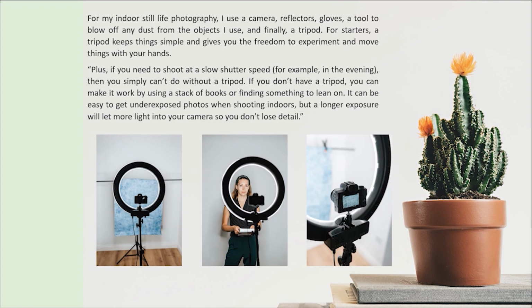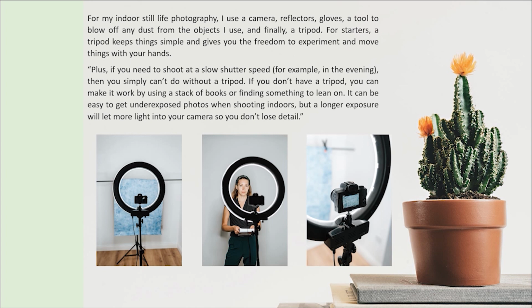using a tripod. For my indoor still life photography, I use a camera, reflectors, gloves, and a tool to blow off dust and objects I use. And finally, a tripod. For starters, a tripod keeps things simple and gives you freedom to experiment and move things with your hands. Plus, if you need to shoot at a low shutter speed, for example in the evening, then you simply can't do without a tripod.